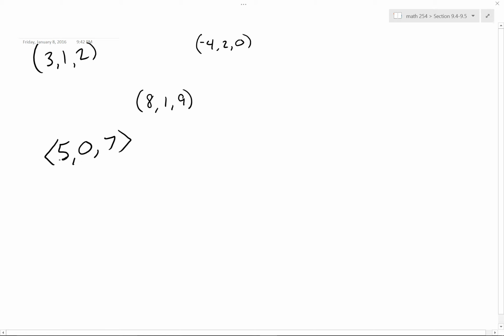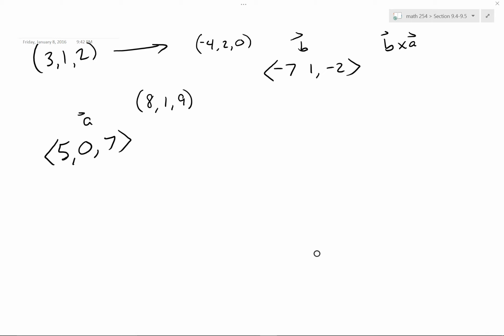So, again, suppose you have 3 points. And so let's say I use these two, so that's going to be 5, 0, 7. And let's say I use these two, and so it's going to give me -7, 1, -2, right? Go from here to there. It doesn't matter which way you cross it, by the way. So let's do B cross A this time. Again, all it will change is whether that thing is sticking up or down out of the plane or into the plane. Won't matter a bit. Promise you.